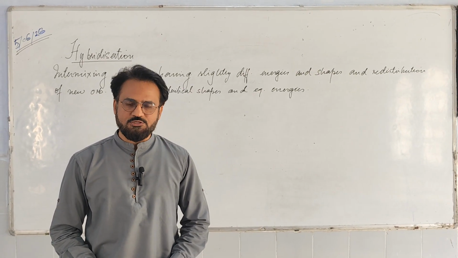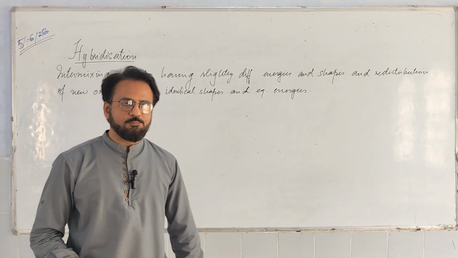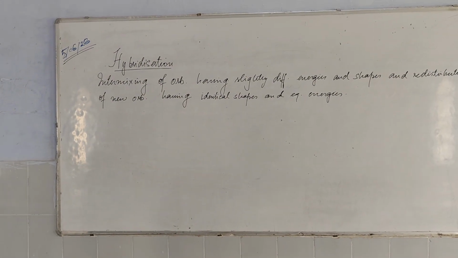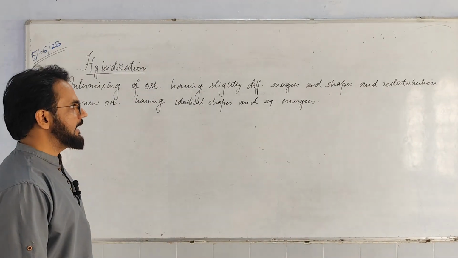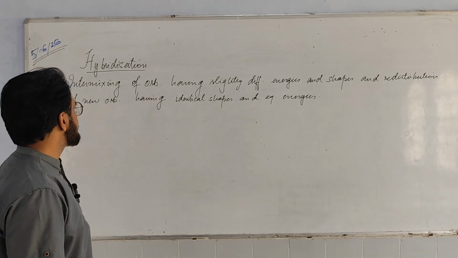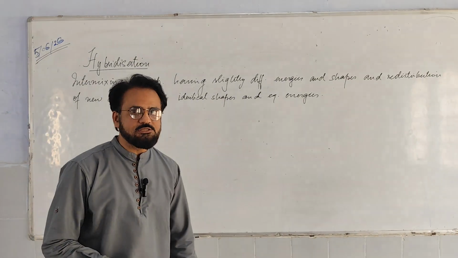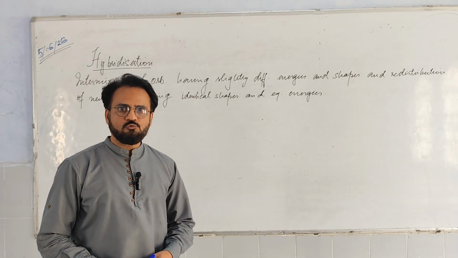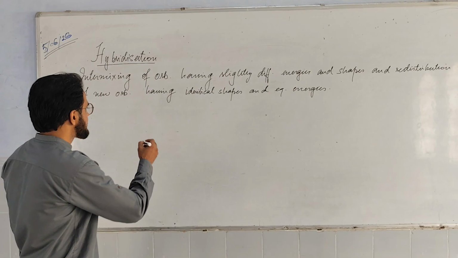Today's topic is hybridization. Hybridization is the process of intermixing of orbitals having slightly different energies and shapes and redistribution into new orbitals having identical shapes and equivalent energies. First of all, you have to know what an orbital is.